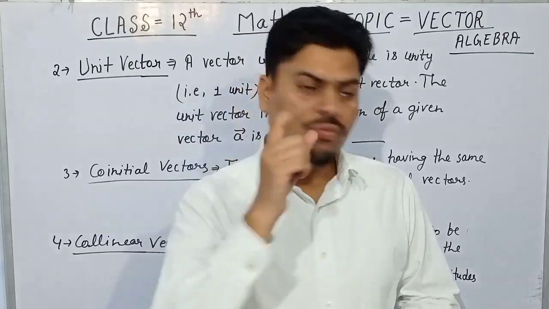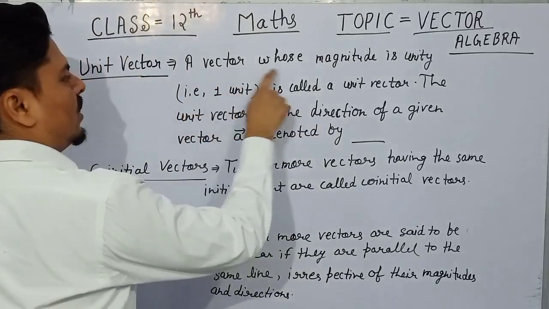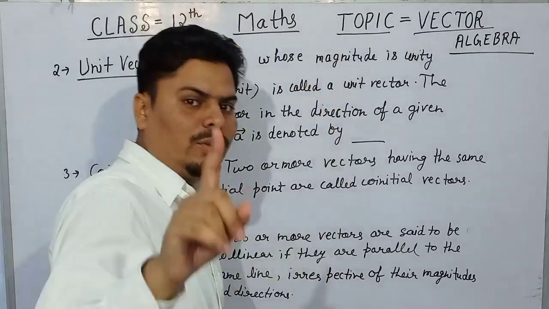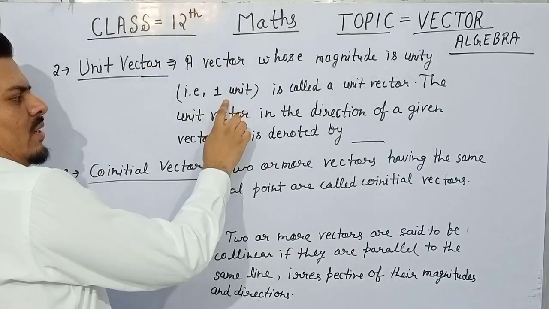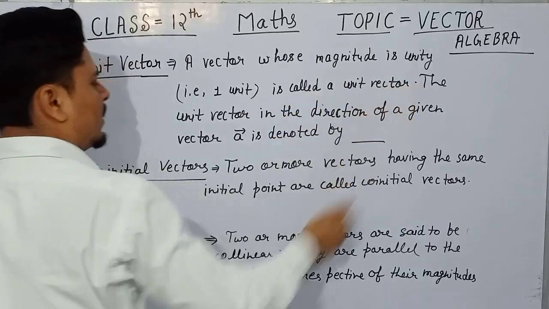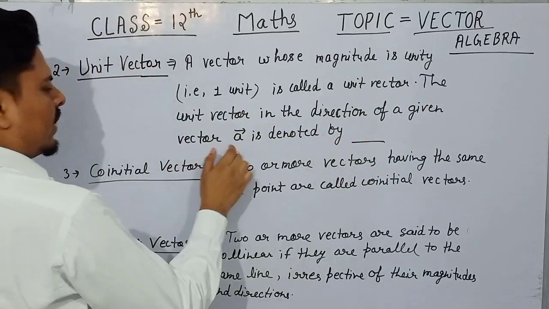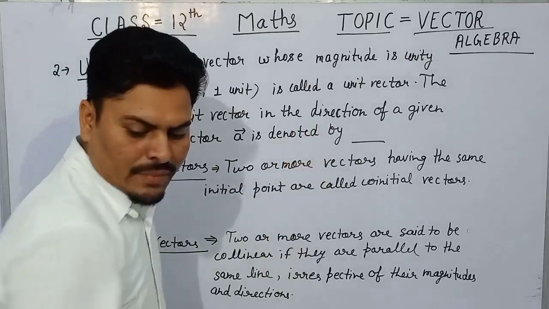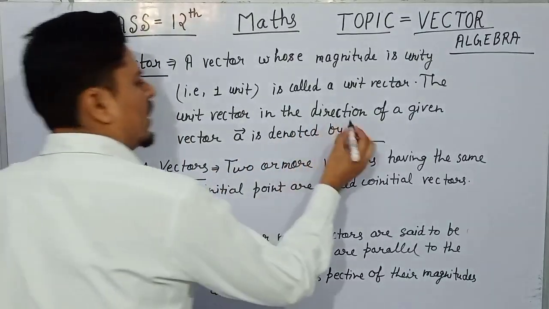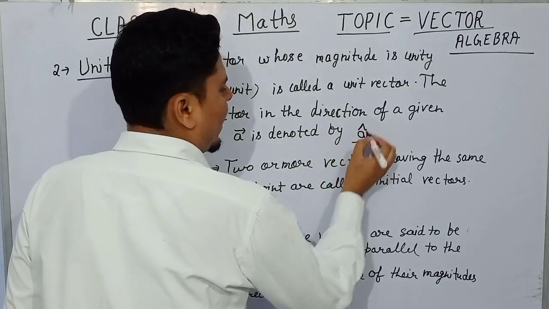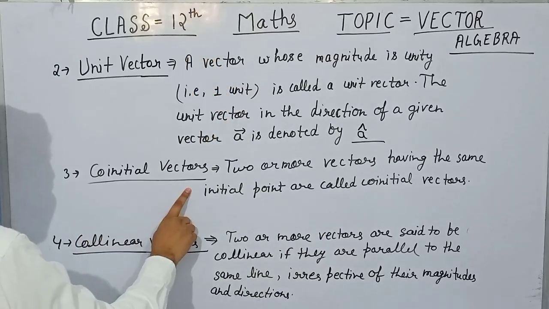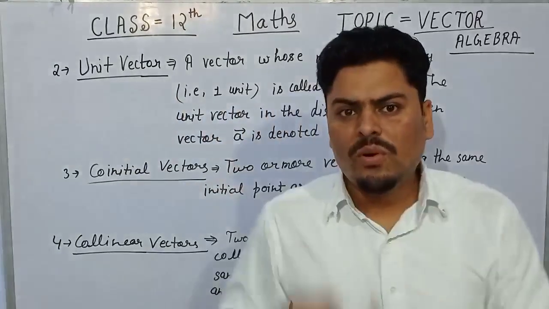The next type of vector is the unit vector. Unit means one. A vector whose magnitude is unity, that is one unit, is called a unit vector. The unit vector in the direction of a given vector A is denoted by a cap.